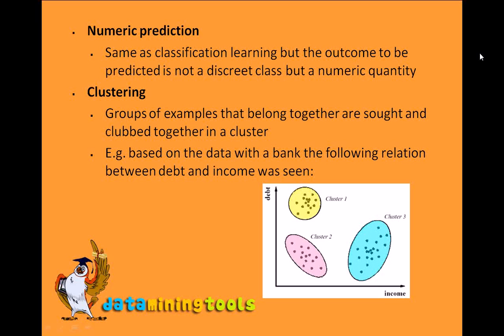Then we have numerical prediction. Numeric prediction is the same as classification learning, but here the outcome or the class of the example is a numerical value. This type of learning is also called regression.